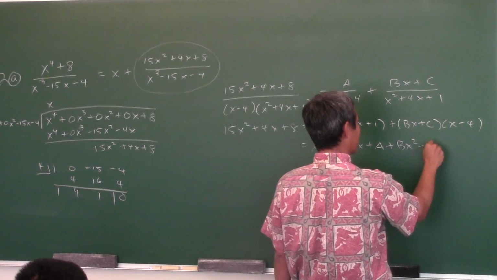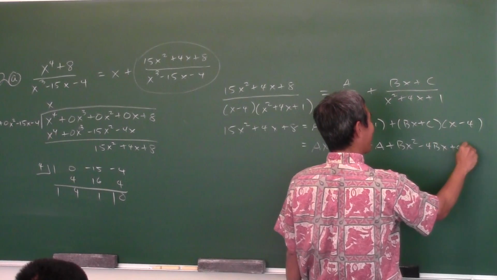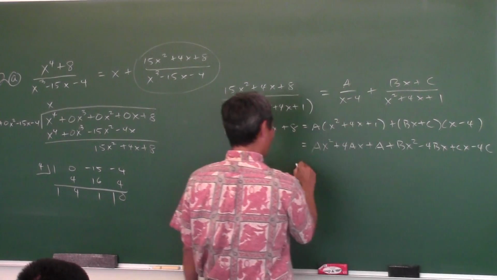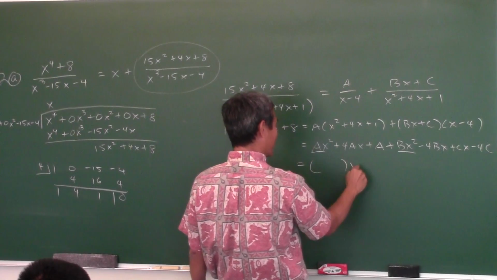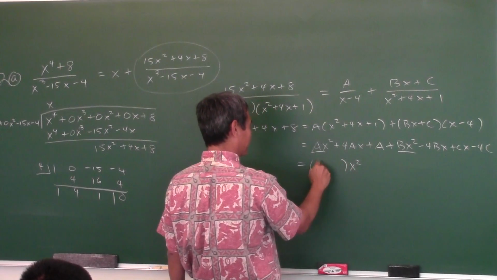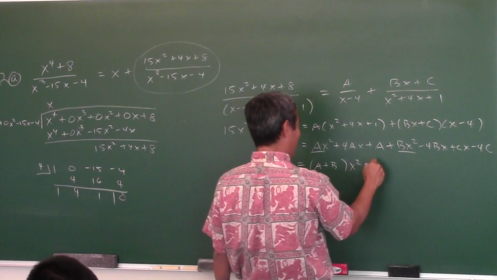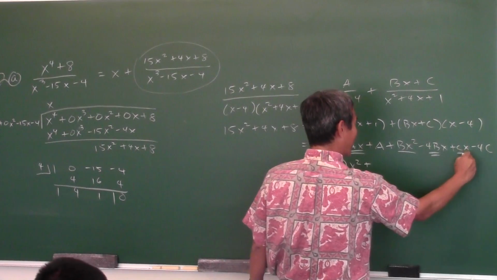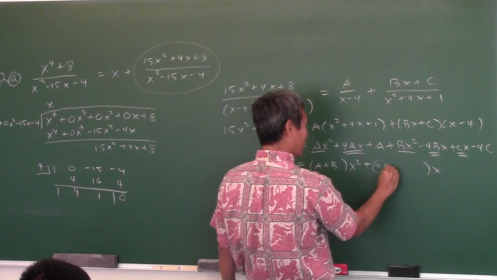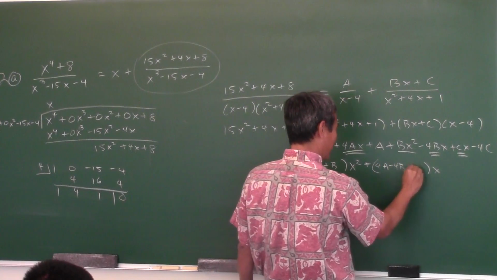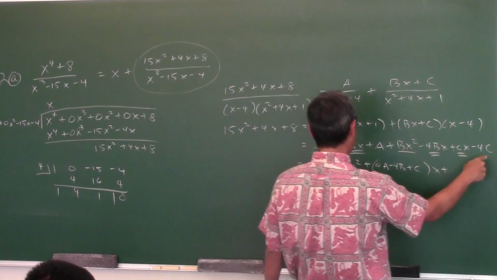Bx squared minus 4bx plus cx minus 4c. So if you group it, okay, here are the x squared terms. If I factor out the x squared, what's the coefficient? A plus b. And then here are the x terms. So if I factor out the x, what's the coefficient? 4a minus 4b plus c. And then finally, the constants: a minus 4c.